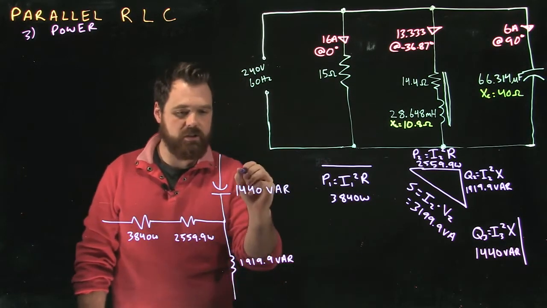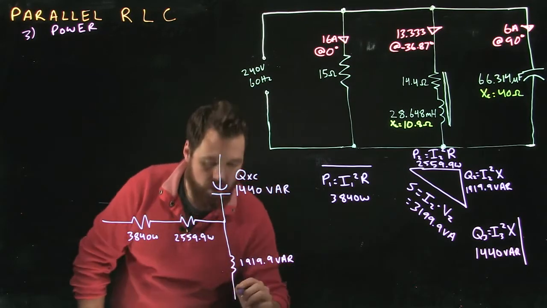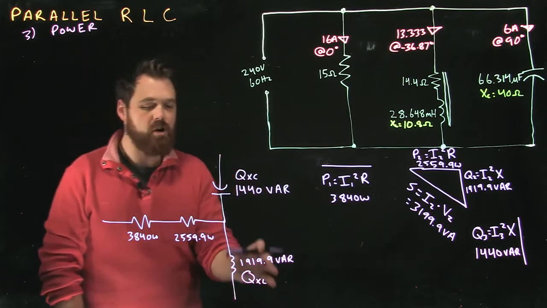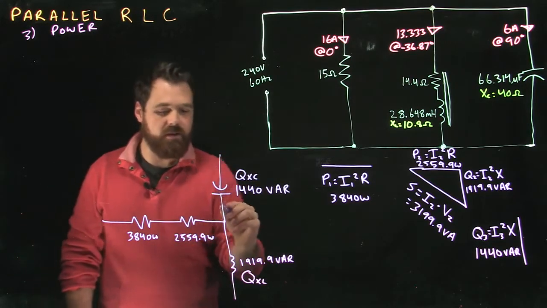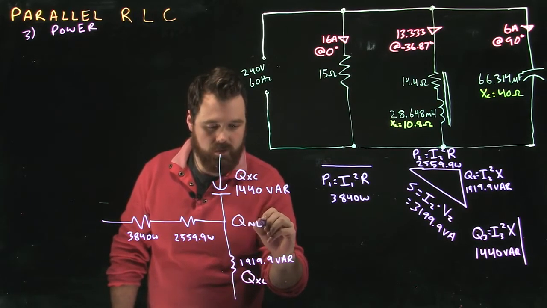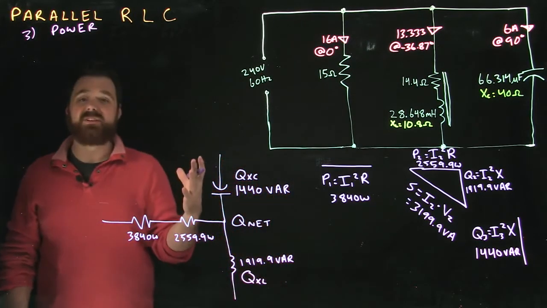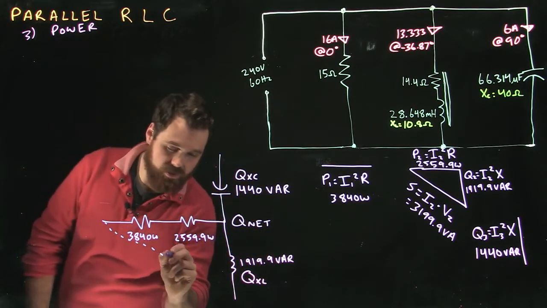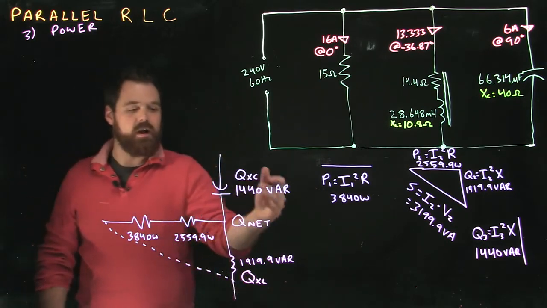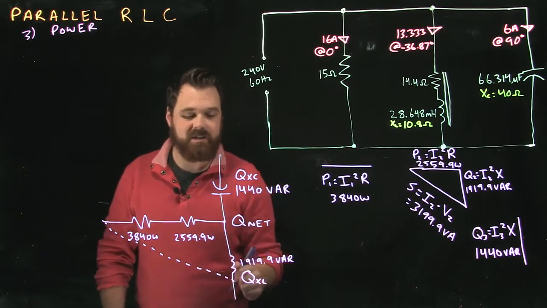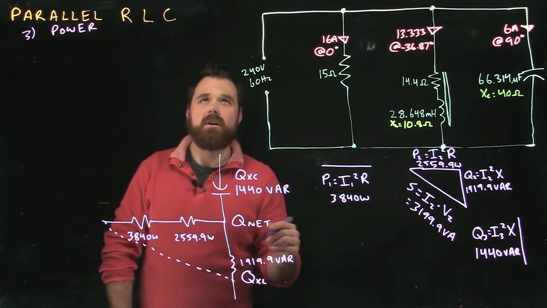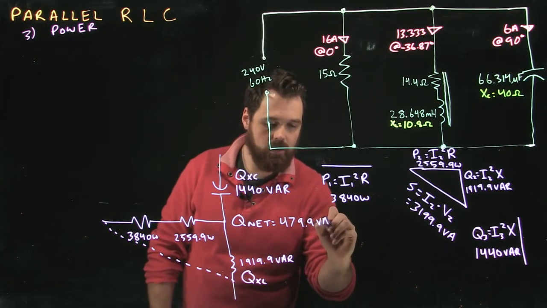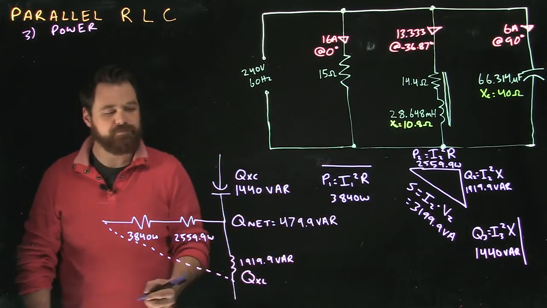So if we wanted, we could call this QXC, and we can call this QXL. Now what happens, because they're occurring at 180 degrees out of phase, we end up with a Q net. In this case, I know my QXL is bigger, so I know that my hypotenuse of this triangle is going to be going this direction. I can figure out my Q net by going 1919.9 minus 1440, which gives me 479.9 VARs as my Q net.